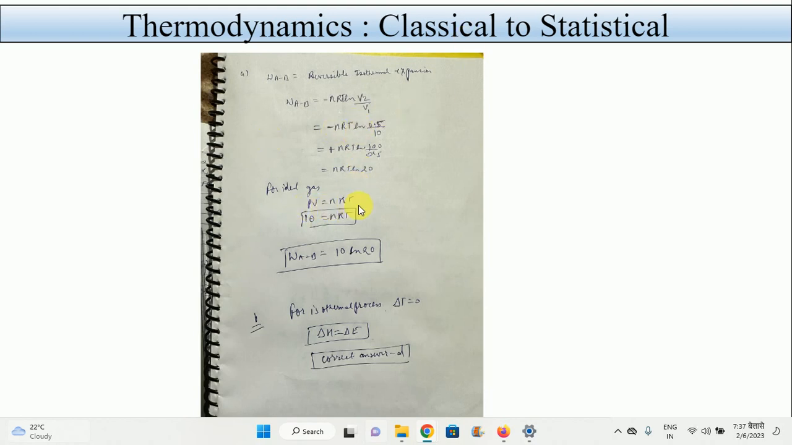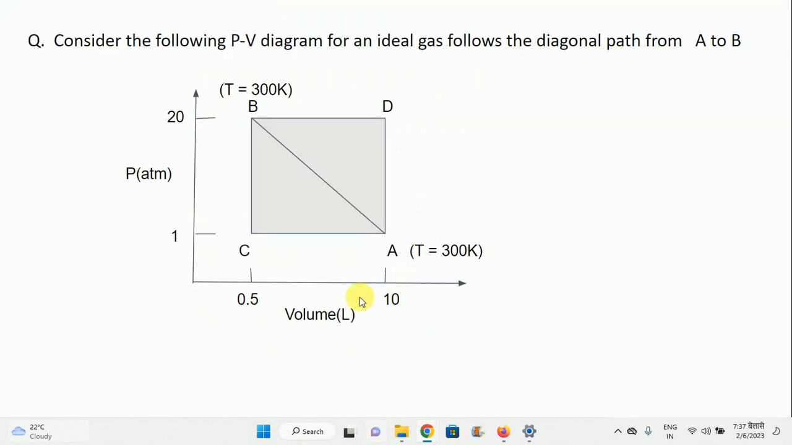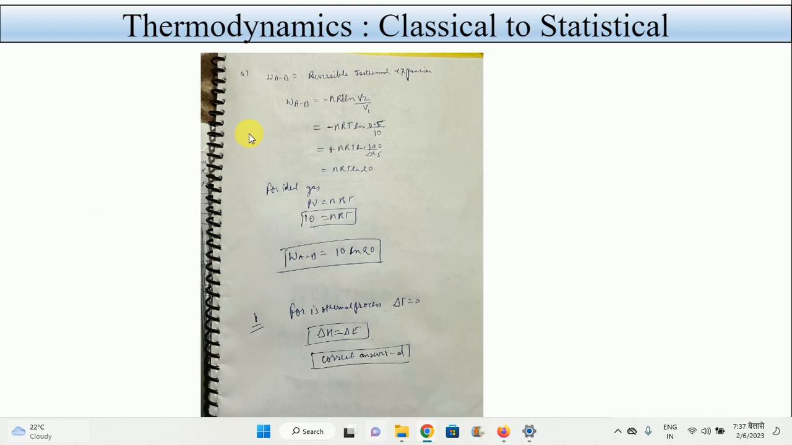Since PV is equal to nRT and P1 V1 is equal to P2 V2, we can see here P1 is 1 and V1 is 10, so P1 V1 is equal to 10, and then P2 V2 is 20 into 0.5, that is again 10. So P1 V1 is equal to P2 V2. So here I will simply write PV is equal to nRT, and that is equal to 10. So nRT is equal to 10 and ln of 0.5 by 10, so it is 5 by 100.